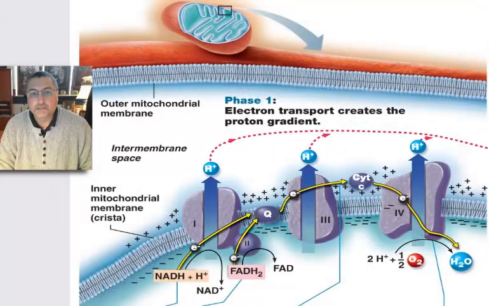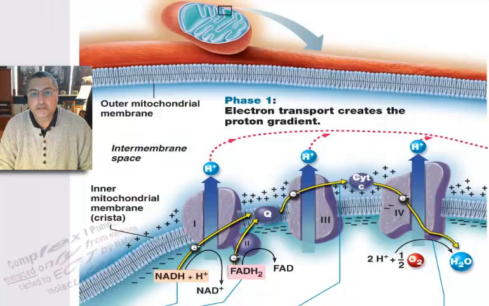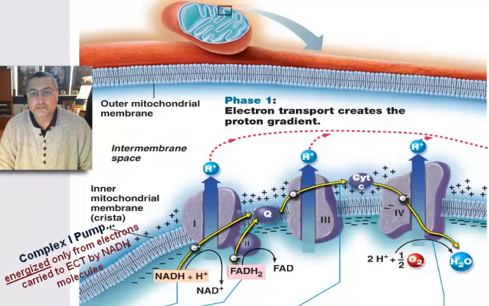Now note from the image that the electrons from NADH are going to be unloaded at complex 1. The electrons from the FADH are going to be unloaded at complex 2. This means that complex 1 and the pumping that occurs in complex 1 will be driven only by high energy electrons associated with NADH molecules.